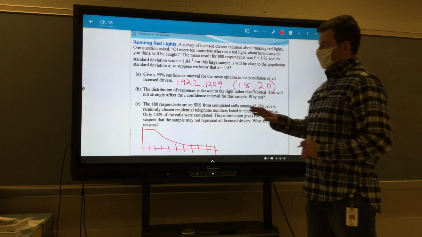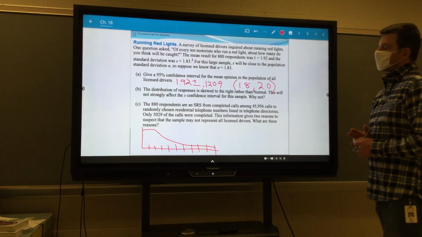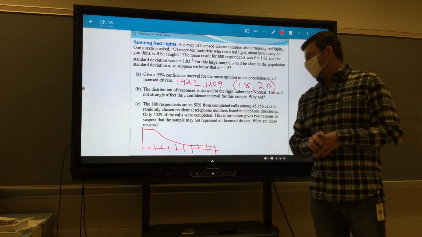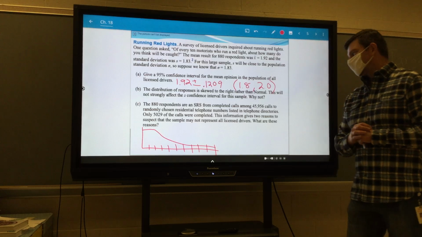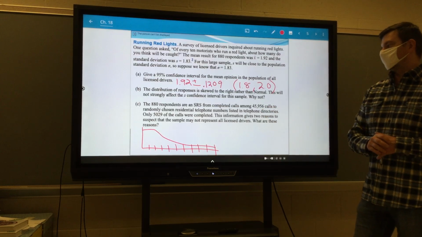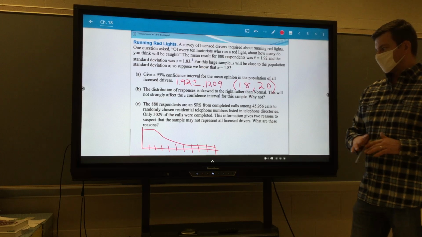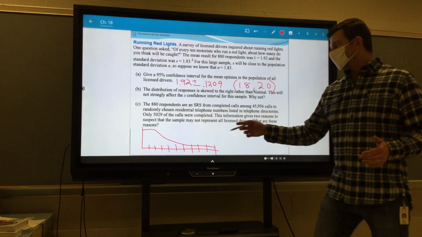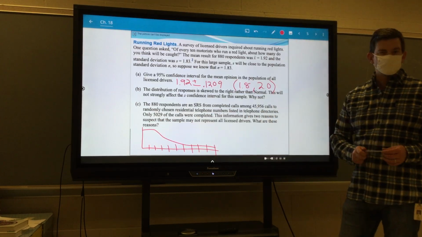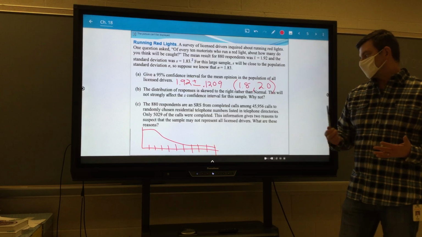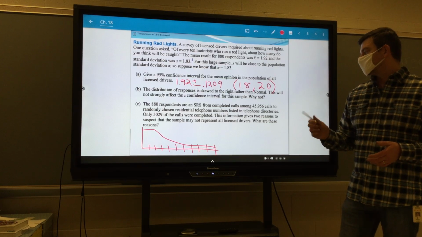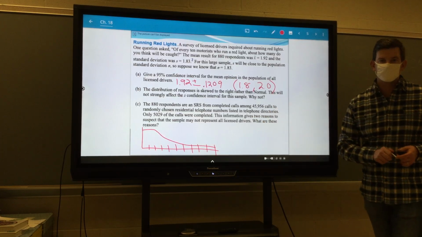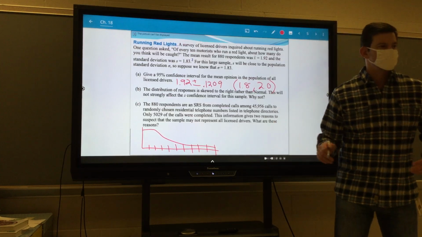All right, now letter C. The 880 respondents that we've used for our sample size are a simple random sample from completed calls among almost 46,000 calls to randomly chosen residential telephone numbers listed in telephone directories. Only about 5,000 of those calls were completed. This information gives 2 reasons to suspect that the sample may not represent all licensed drivers. What are these reasons?